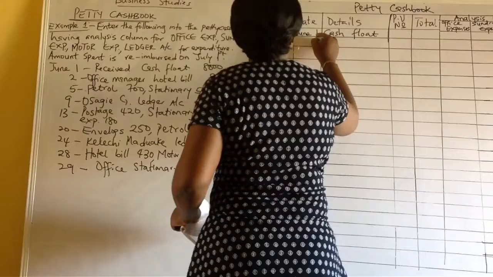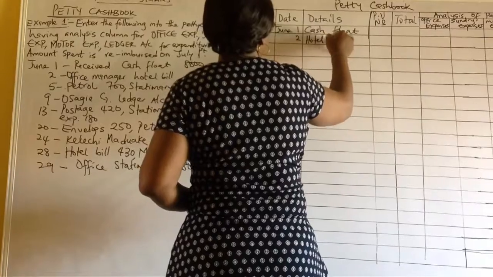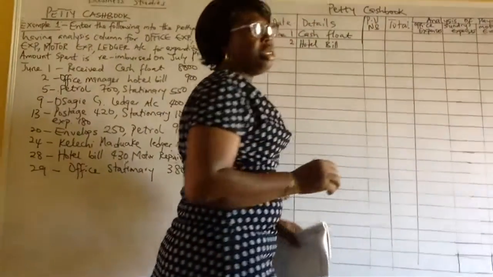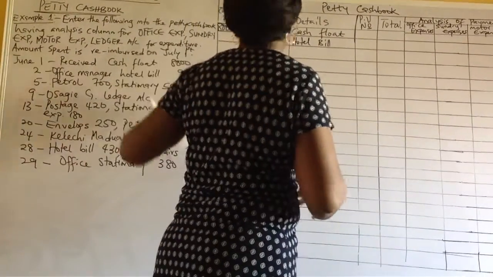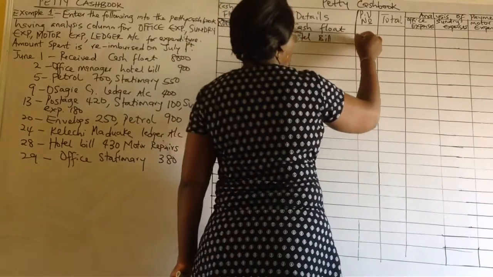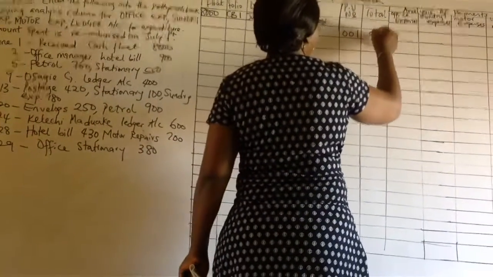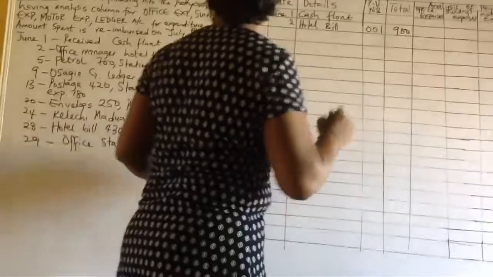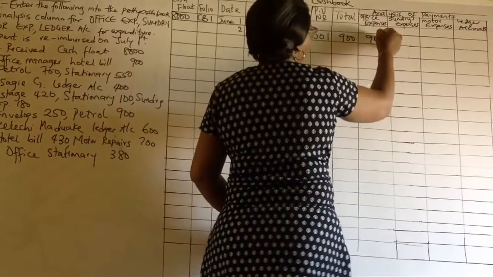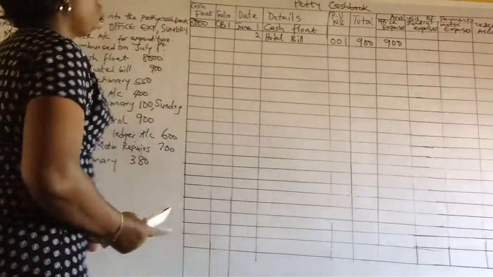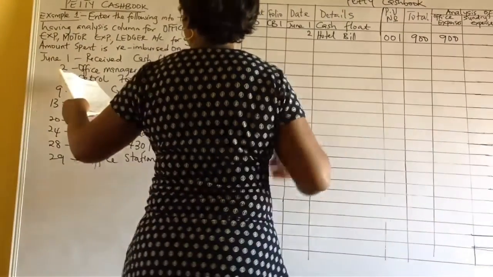The same month, on the 2nd, you have hotel bill. You are going to generate a PV number yourself because it is not given. The PV numbers are not stated, so you are going to generate them yourself. So you start with number 1, and the total for the hotel bill is 900 naira. Now, that hotel bill is for the office manager. So you bring this 900 naira and put it under office expenses. The first transaction has been posted. That's the second transaction.